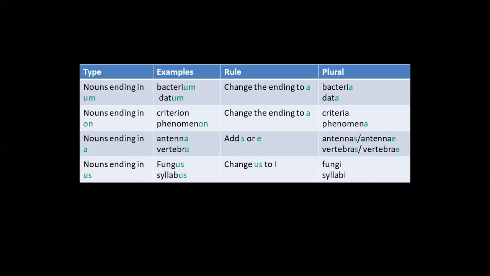Nouns ending in a. See, antenna: remove a and add s or e. Vertebra: remove a and add s or e. Antenna, antennas, antennae; vertebras or vertebrae. Remove a and add s or e.